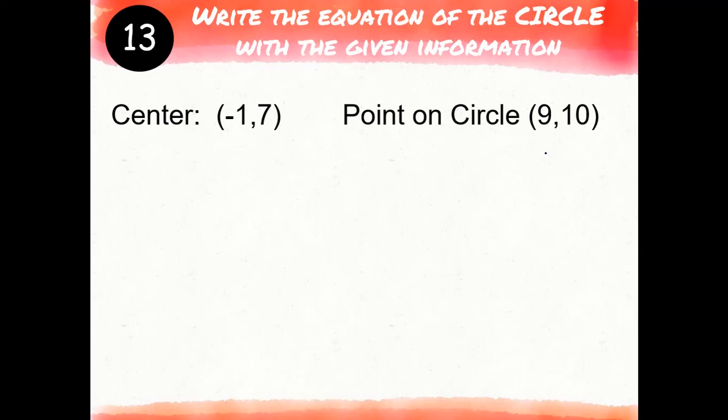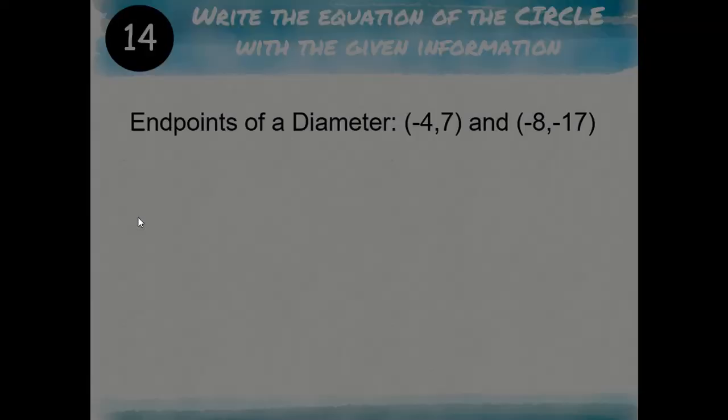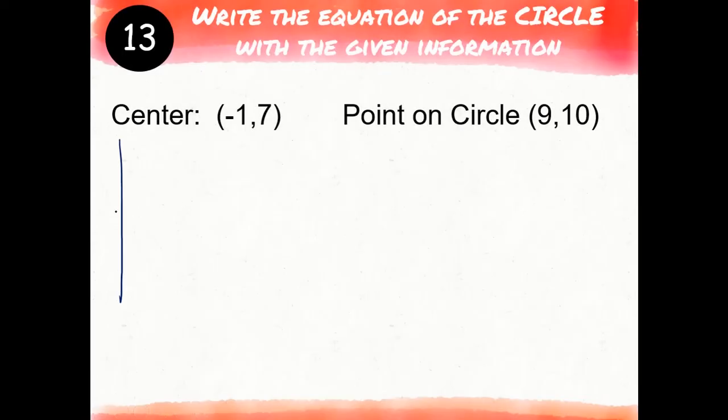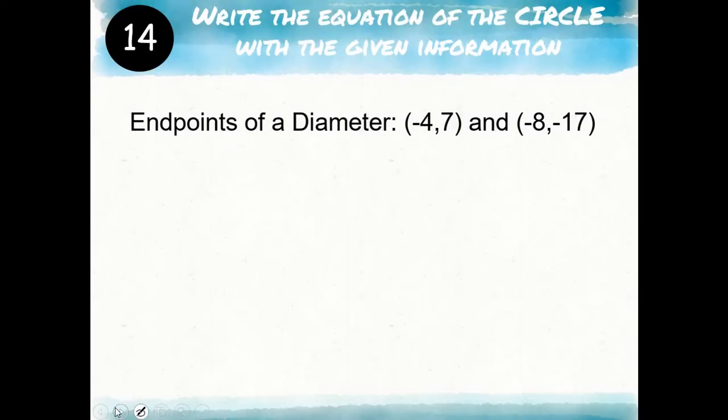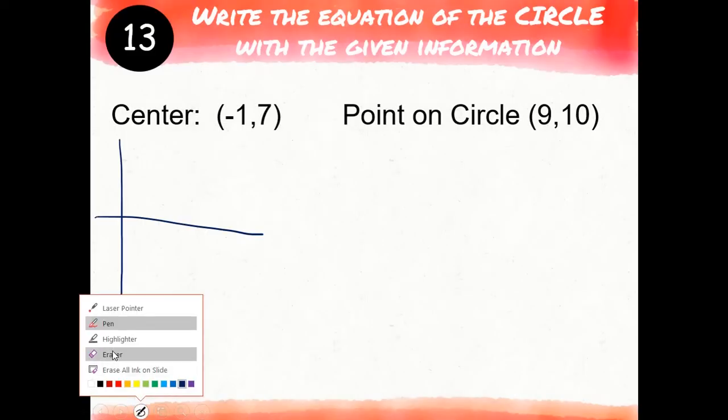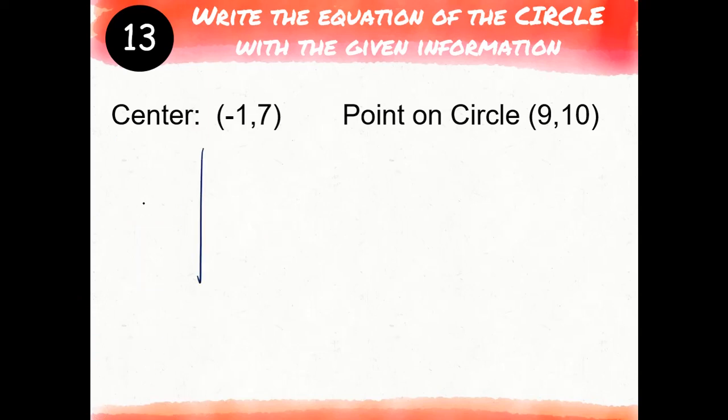Now, what if I have a center of (-1, 7) and a point on the circle is (9, 10)? So we have something going on like this. I have (-1, 7). Oh, Marcia's really got to fix her graph here. There we go. (-1, 7). And then we have a point on the circle, which is at (9, 10).